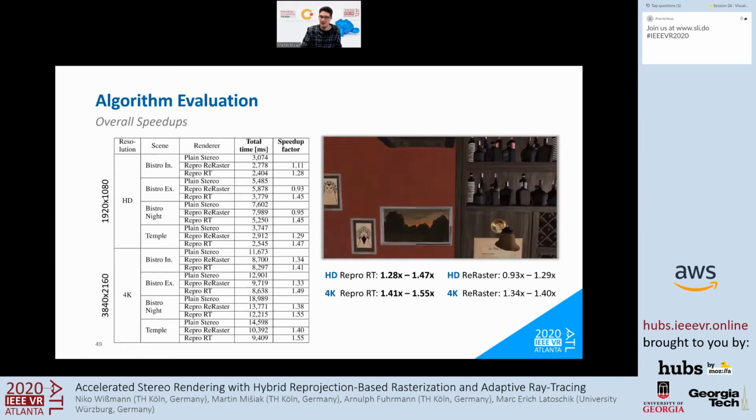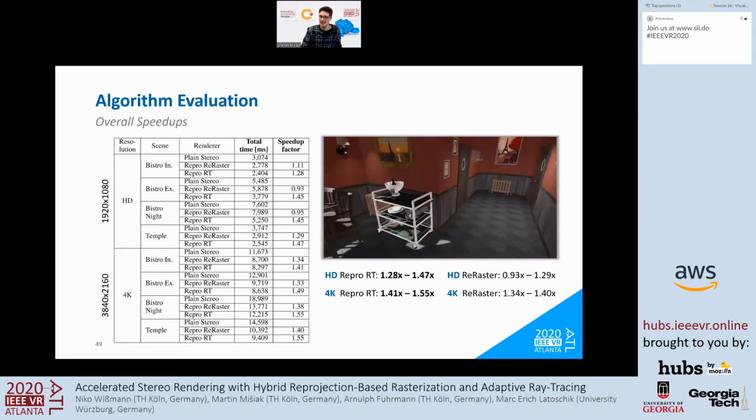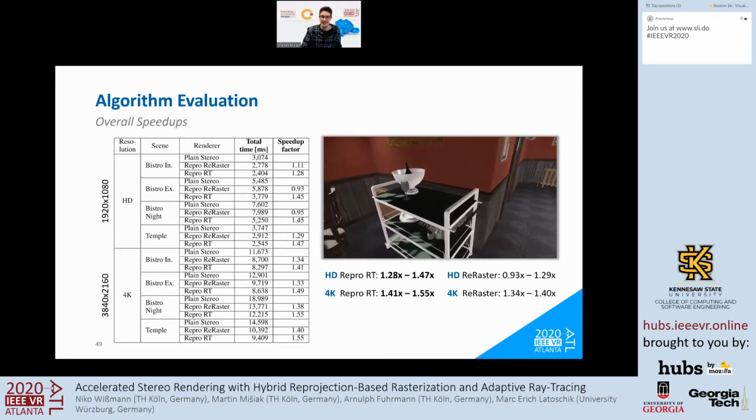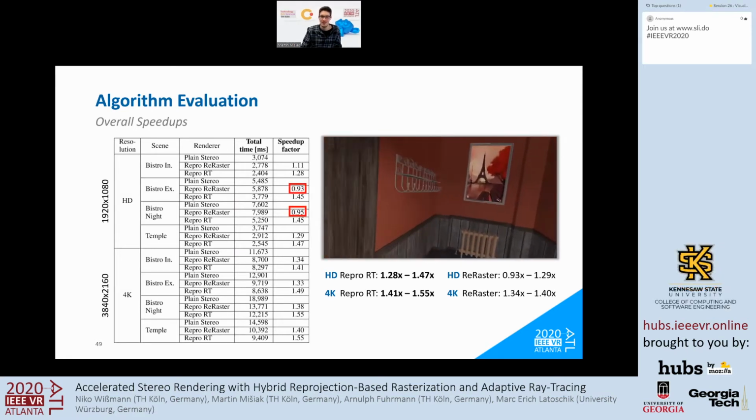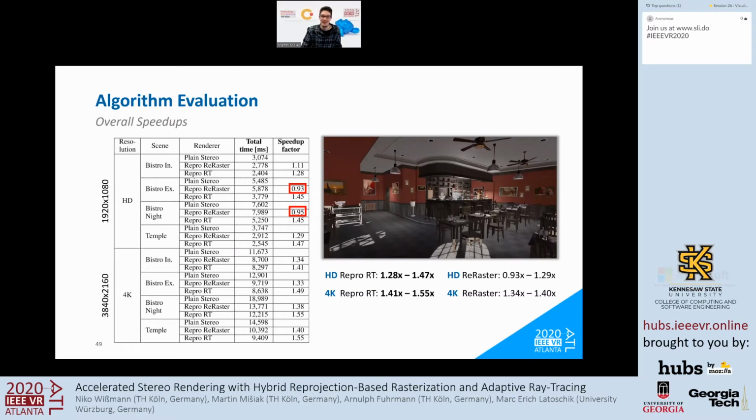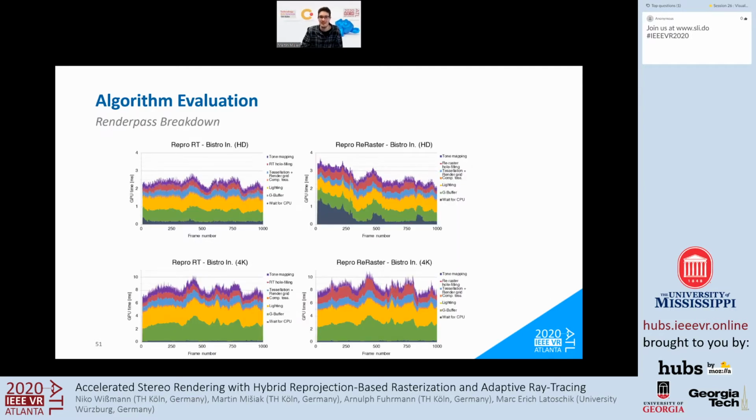Reprojection is almost always faster than naive stereo rendering, the only exception being the bistro exterior and night scenes in HD, where the re-raster system actually performed worse than the naive stereo rendering. The second finding: the Repro ray tracing system outperformed the re-raster system in all instances, achieving speedups ranging from 28 to 55%. Here is a breakdown of the individual render stages of both reprojection systems in the bistro interior scene. The first 2 passes belong to the left eye, followed by the reprojection stages, which are performed under 1 millisecond for HD and under 2 milliseconds for 4K resolutions.